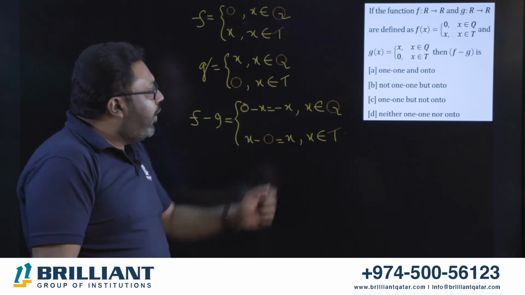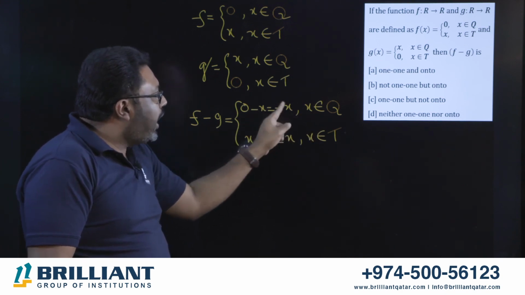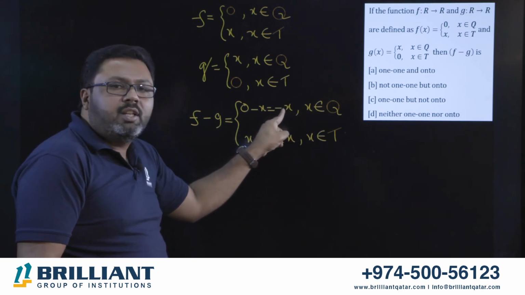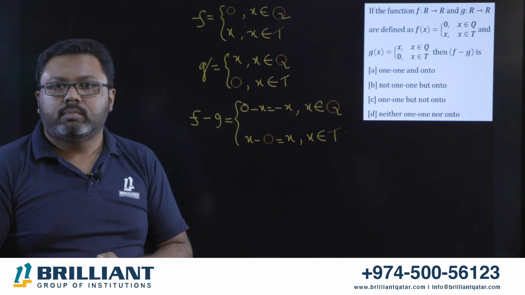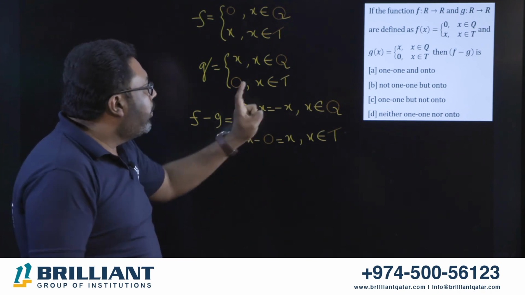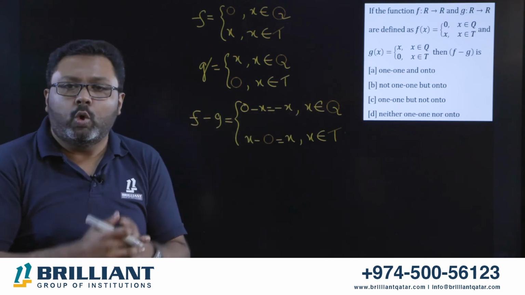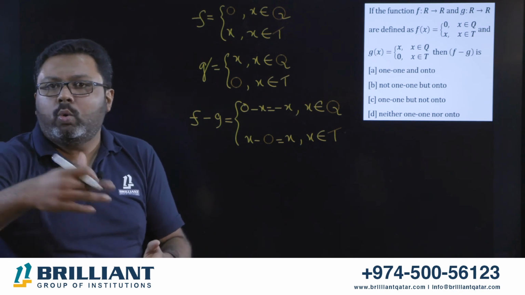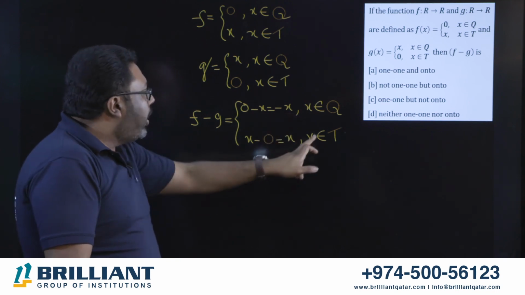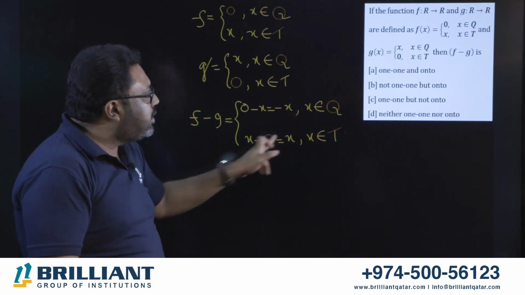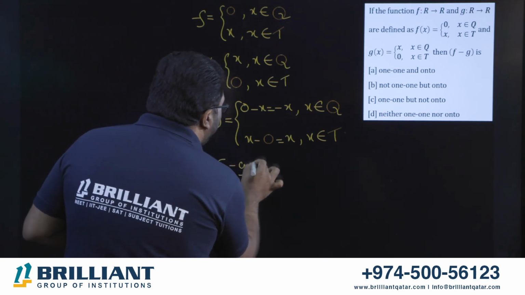Is it 1-1? If I put a rational number here, for every positive rational number, the answer is going to be negative, and for every negative rational number, the answer is going to be positive. Very simple. Positive rational numbers become negative, negative rational numbers become positive. So it is definitely 1-1. No two elements are going to have the same image. What about irrational numbers? Positive irrational numbers become positive, negative irrational numbers become negative. So can I say that f minus g is 1-1?